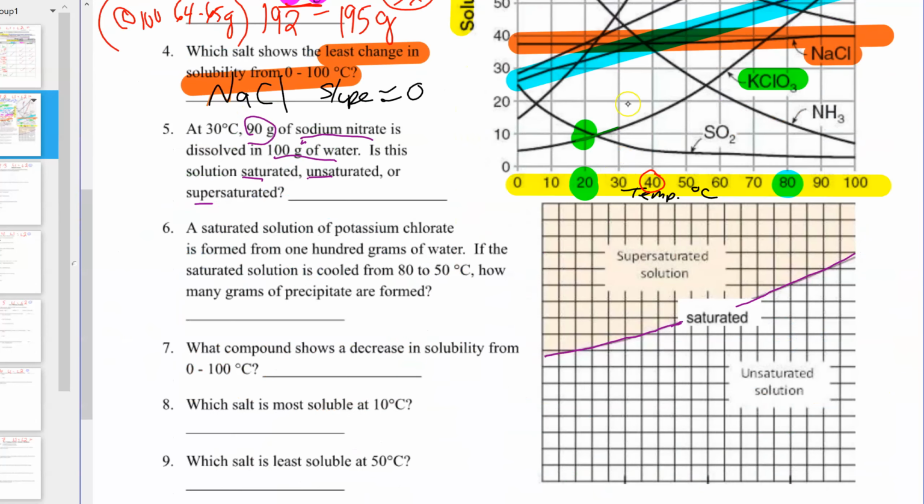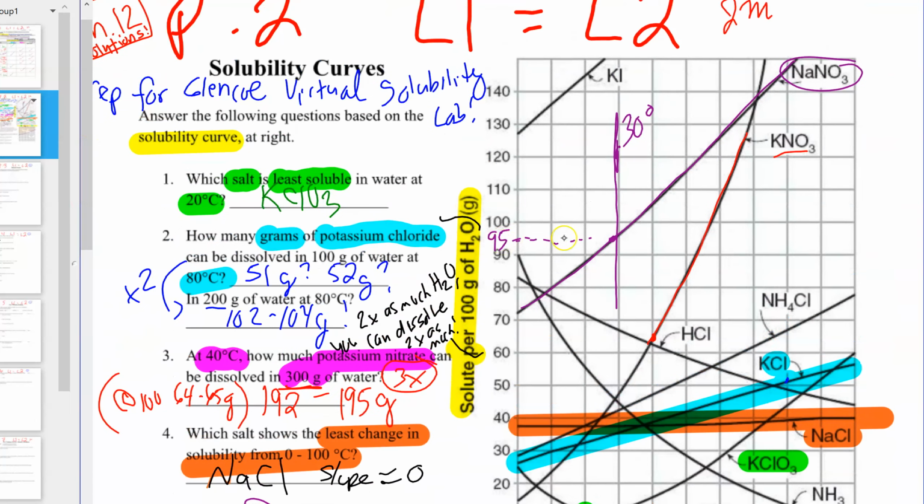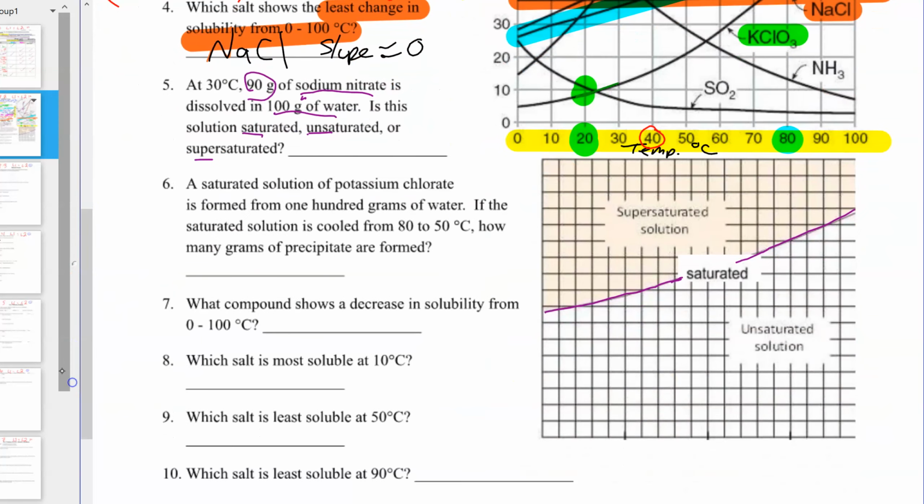Where were we? We said that it could dissolve 95, but someone only actually dissolved 90. So we're right here. So we are actually unsaturated or undersaturated. Okay, so for this question, I'm looking over here, and we were below that line, so we are actually unsaturated. We could dissolve 5 more grams at this temperature. So there's still some more room to dissolve.